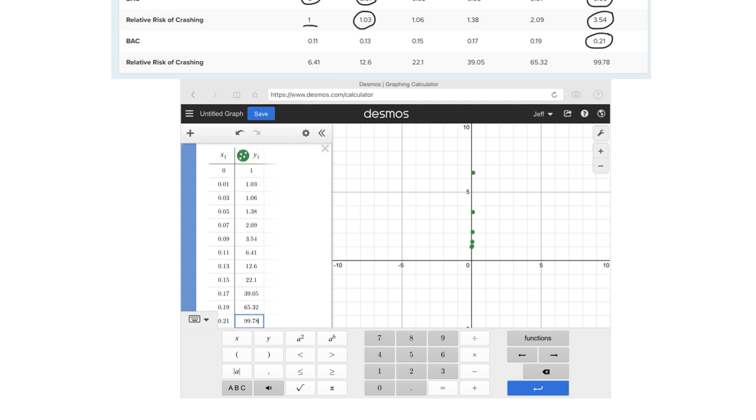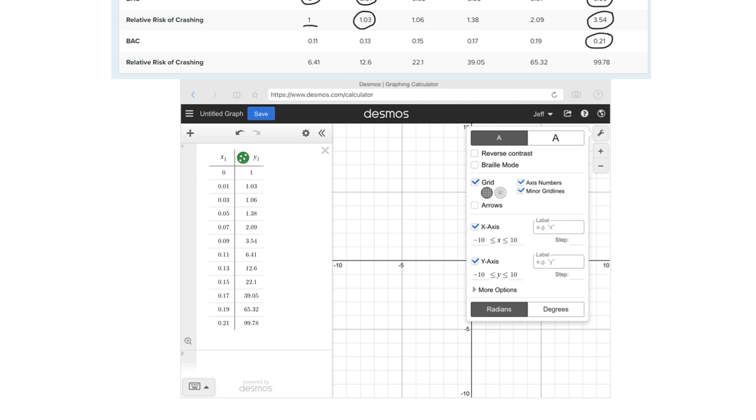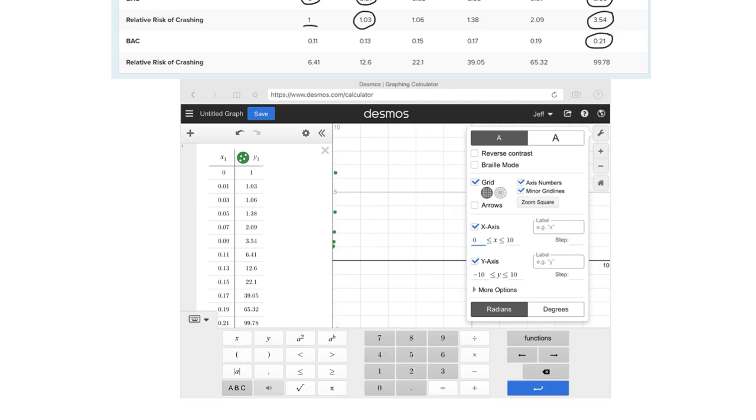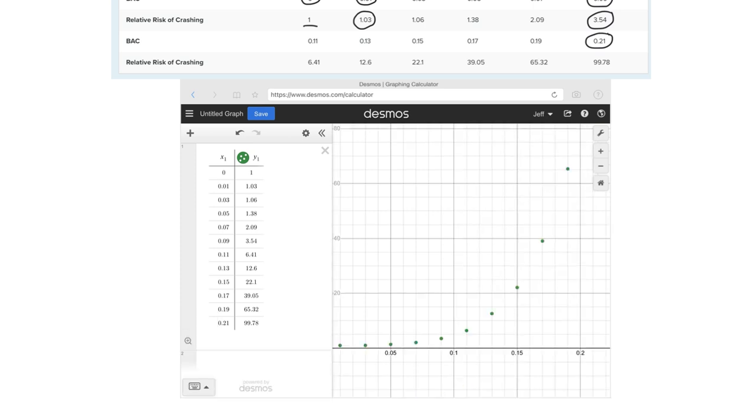Now I look at my graph and it just looks like a bunch of dots going up. So I'm going to shrink my graph, and maybe let's use the settings tool to do that. So my blood alcohol level goes from 0 to 0.21. So my X values, I'm going to say from 0 to, I'll go 0.22. Okay, and then my Y values, the relative risk of crashing goes from 1 to 100. So I'm just going to go 0 to 100 there. Okay, so now I can see all my data there.